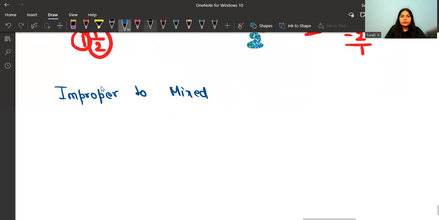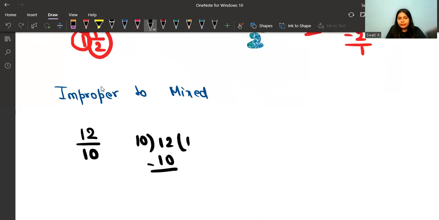So for that, I'll take one improper fraction, for example, 12 by 10. So how can I do this? I'll simply divide this. So 10 times 1 is 10. And this 12 minus 10 will become 2. So this is 1 whole 2 by 10. There is one more thing that you can do. If you want, you can keep it like this, or you can just simplify the fractional part, and the answer is 1 whole 1 by 5.